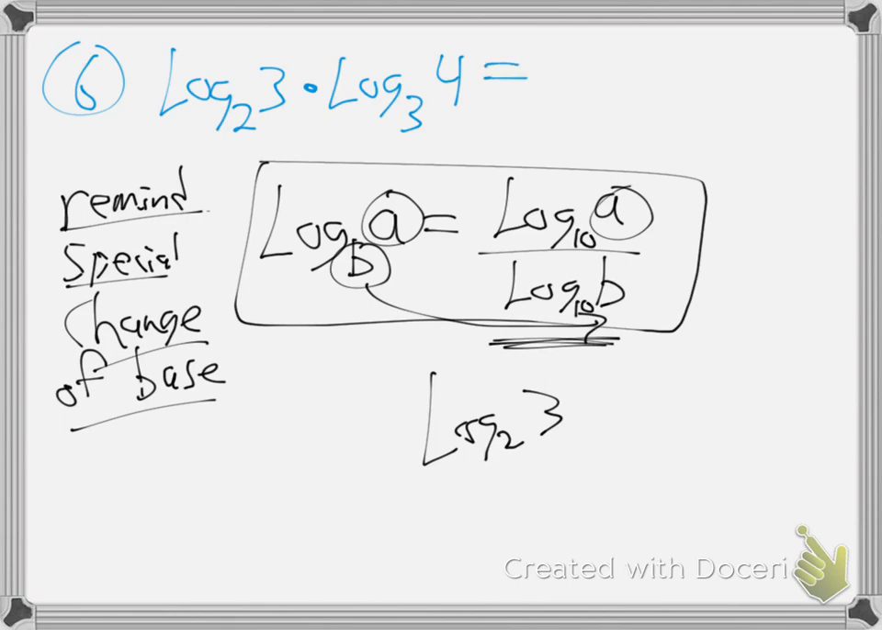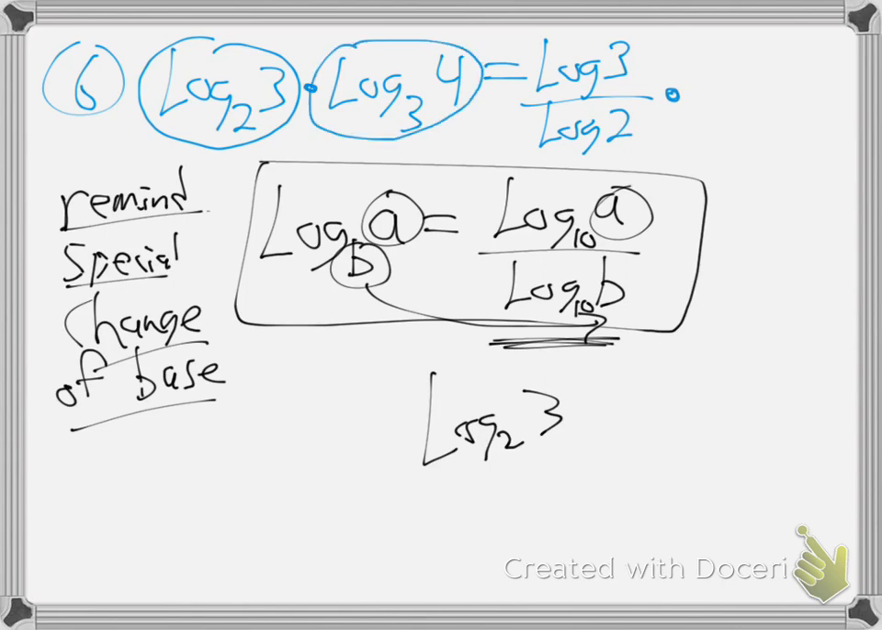We just say, okay, look, this first thing, we can just make that log 3 over log 2. Right, the top goes top, the bottom goes bottom. And the second one, we can just make that log 4 over log 3. The top goes top, the bottom goes bottom. Now it's just 2 fractions multiplied. What can I do with those 2 fractions? Cross cancel, yeah.